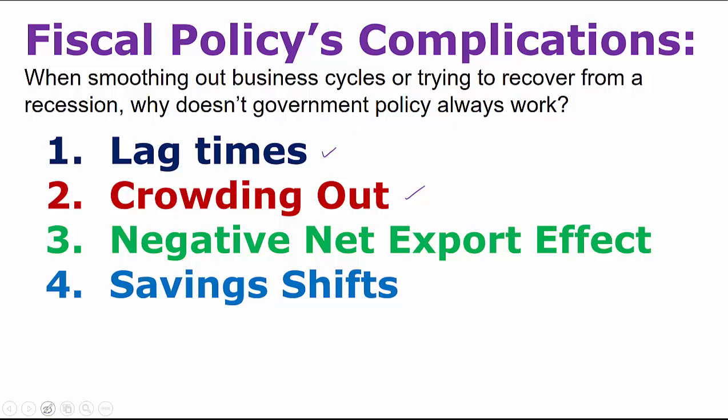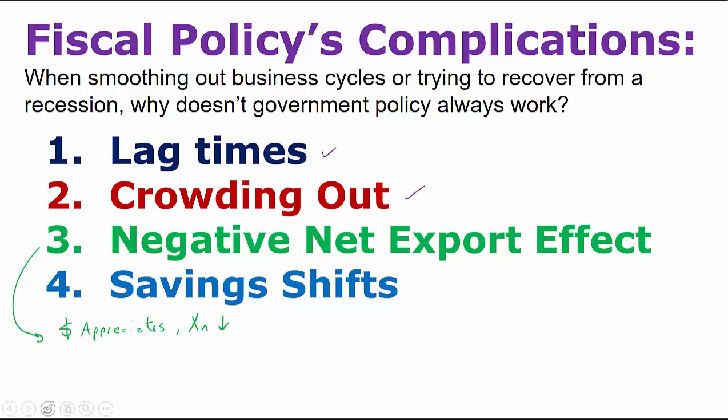Okay, negative net export effect. What we're talking about here is when the government spends money, interest rates go higher. And when interest rates go higher, okay, let me put a little note here, the dollar appreciates, and that causes exports to decrease. So while we're using expansionary fiscal policy to boost aggregate demand, the effect is that higher interest rates are going to end up reducing it just a little bit. Alright, so that's called the negative net export effect.